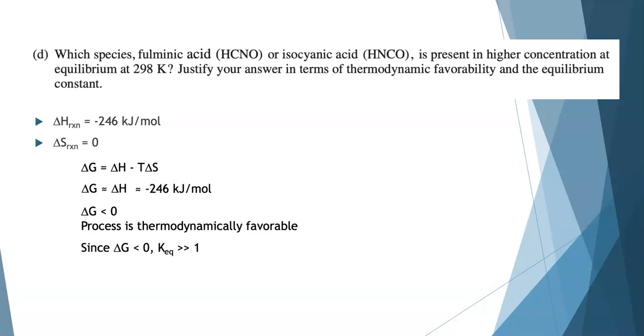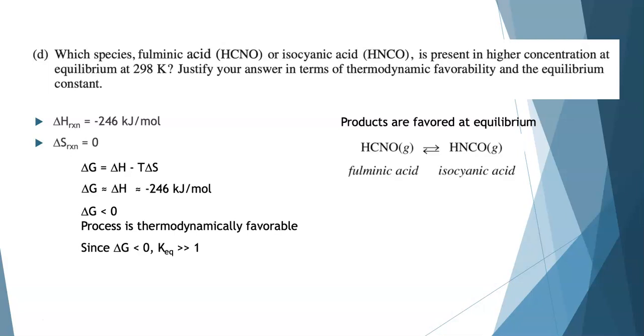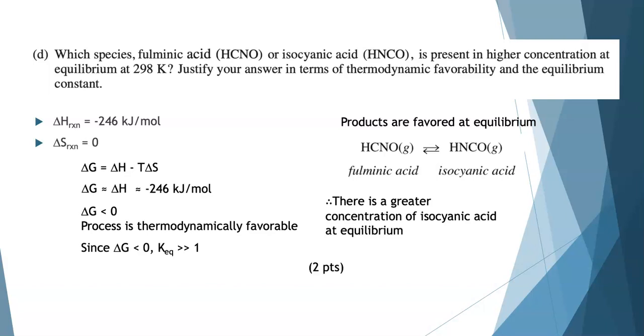Since delta G is less than zero, that means K is going to be significantly larger than 1. And that means products are going to be favored at equilibrium, because that's what a very large K eq value means. You have more products than reactants at equilibrium. If we go back to our balanced equation, our product is isocyanic acid, and therefore we can conclude that there's a greater concentration of isocyanic acid at equilibrium. That's what we needed to do. There was a 2-point question. So we needed to determine that delta G was negative, and therefore it's thermodynamically favorable, and the relationship that delta G less than 0 means K is greater than 1, which means there's more products.